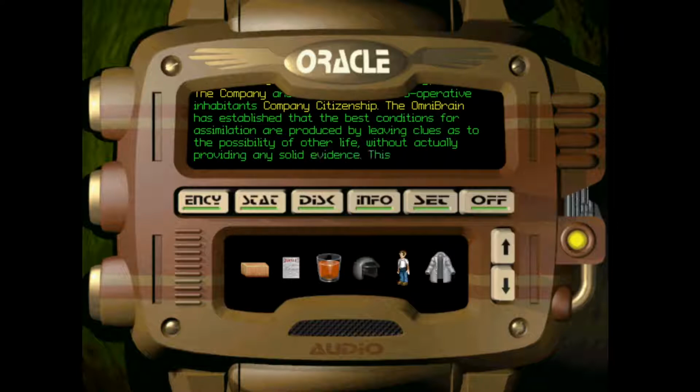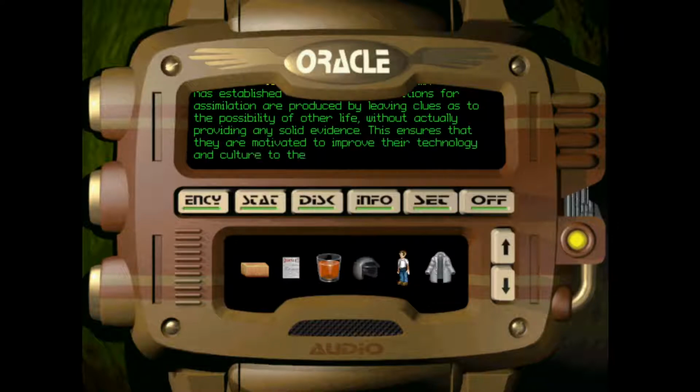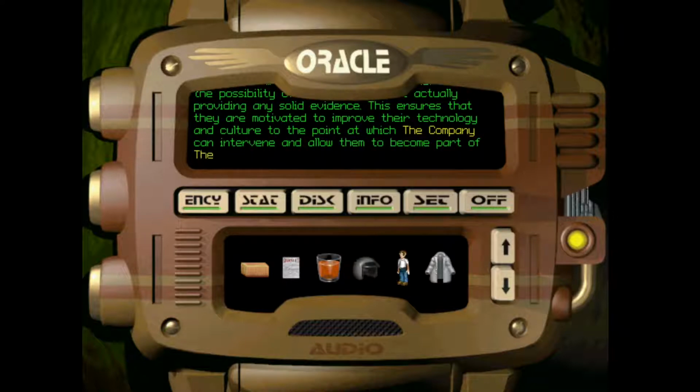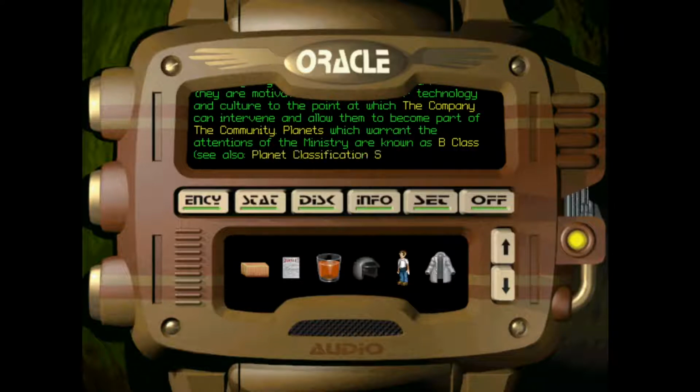The Omnibrain has established that the best conditions for assimilation are produced by leaving clues as to the possibility of other life, without actually providing any solid evidence. This ensures that they are motivated to improve their technology and culture to the point at which the company can intervene and allow them to become part of the community. Planets which warrant the attention of the Ministry are known as B-class. See also Planet Classification System.